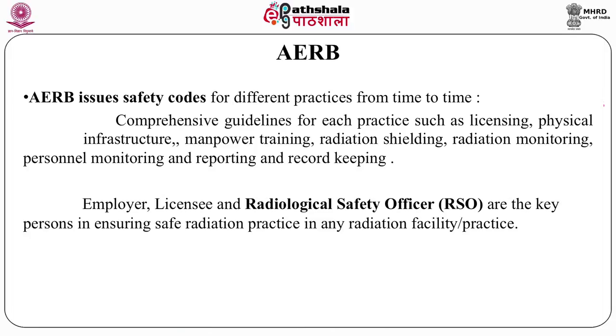All this is contained in the safety codes of AERB. And the three important persons that have been assigned responsibilities and roles for ensuring radiation protection in these codes are the employer, the licensee, and the radiological safety officers. So all responsibilities for ensuring safe radiation practice fall on these three categories of persons.